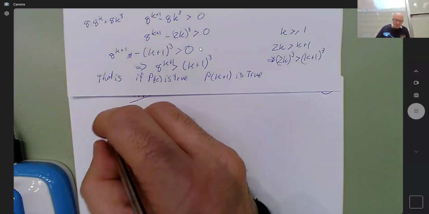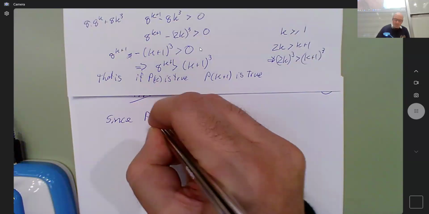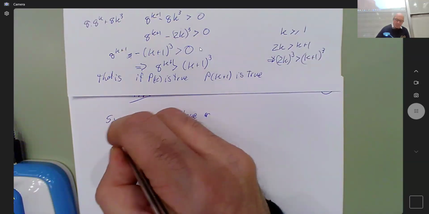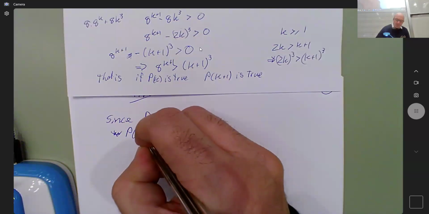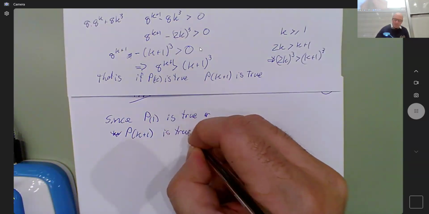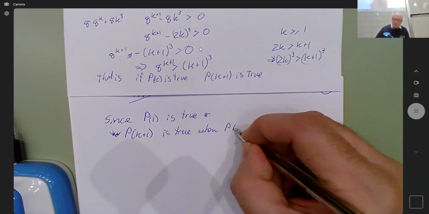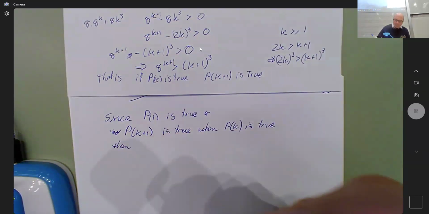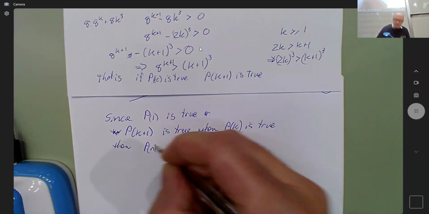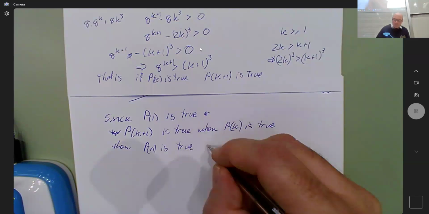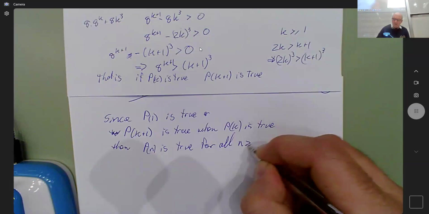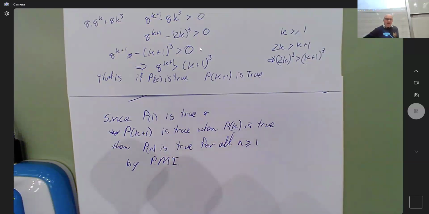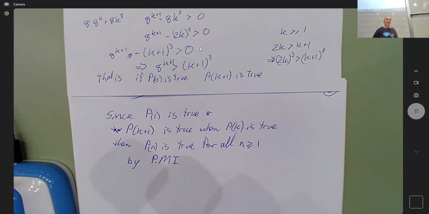And so since P1 is true and P of k plus 1 is true when Pk is true, then Pn is true for all n greater than or equal to 1 by principle of mathematical induction. I am pretty sure your lecturer said, rather than saying principle of mathematical induction longhand, you can go PMI. All right.